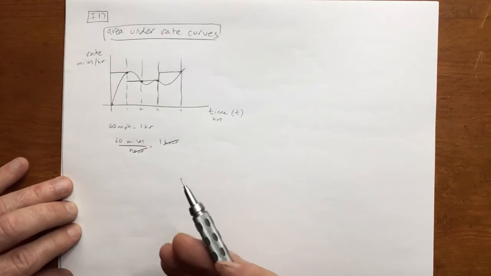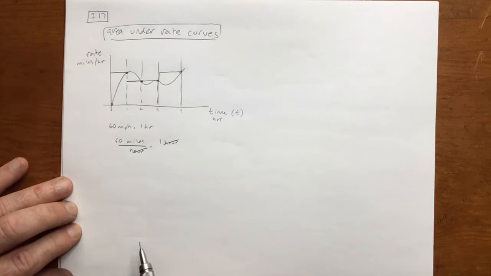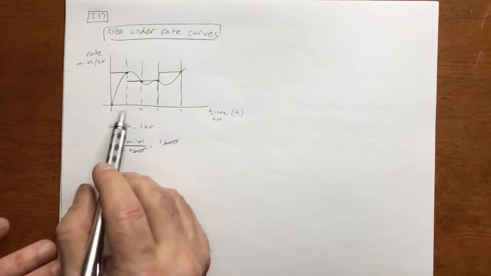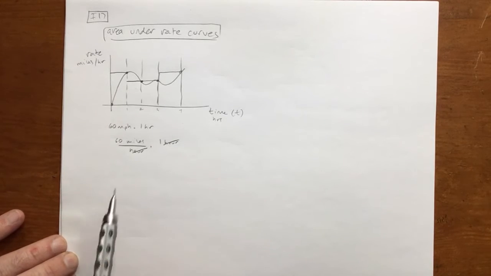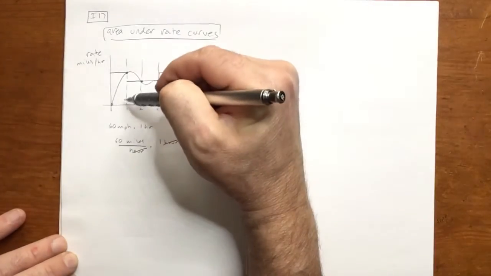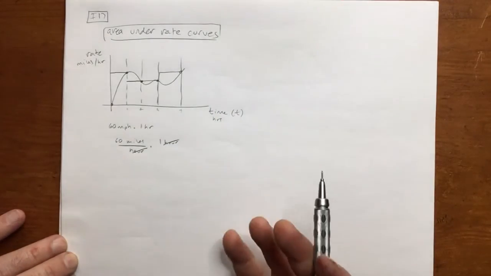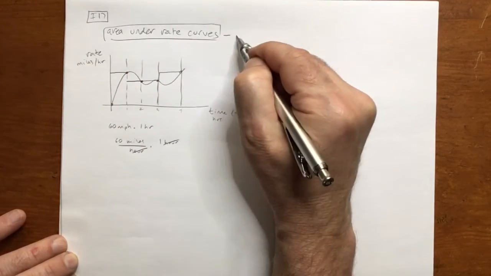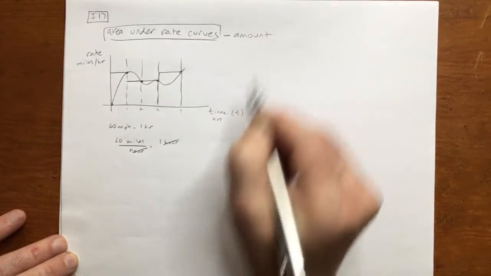But to generalize that, your rate doesn't have to be miles per hour. It can be any sort of rate. It could be water over a dam. Well, let's say it's gallons per second, and the time is seconds. If you multiply that base times the height, you'd get gallons in amount. So area under rate curves gives you some sort of amount related to that rate.